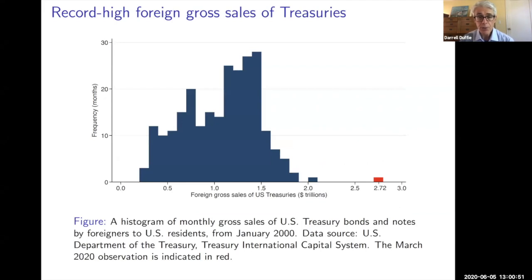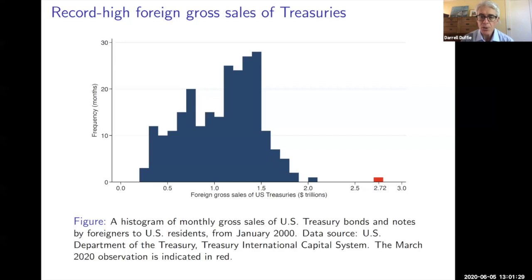Where were the massive volume of sales coming from? A lot of it was from the foreign held treasuries. So this is a histogram showing frequency of months for a certain amount of gross sales of US treasuries coming from foreign owners. You can see the typical monthly amount of gross sales is between $1 and $1.5 trillion. And if you look over far onto the right-hand tail, you'll see one little red block. That's March of this year, when by far a record amount of foreign sales occurred.